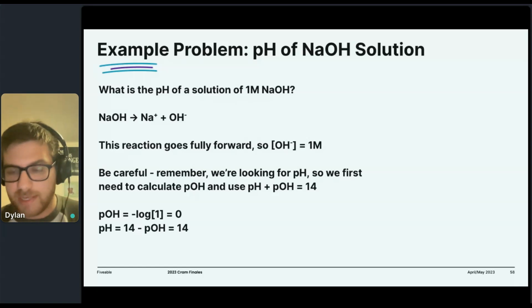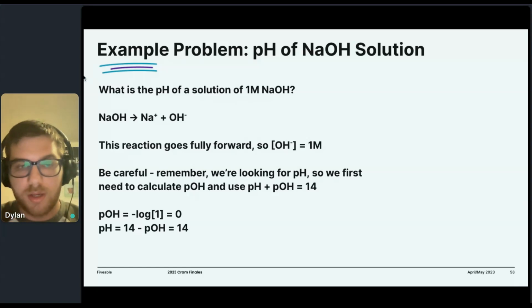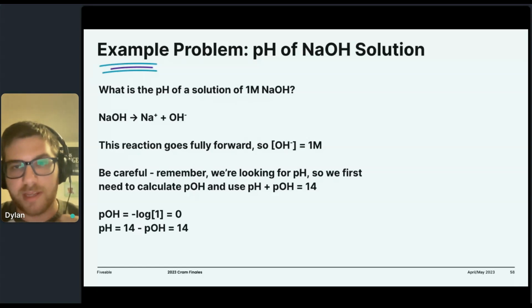That's an important kind of mistake that a lot of students will make, is they will find pOH instead of pH. And depending on what the question is asking for, you might get that wrong. So just be careful when you're looking at basic solutions in particular, because I think we tend to default to pH.